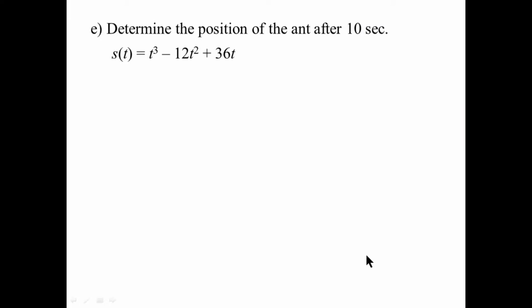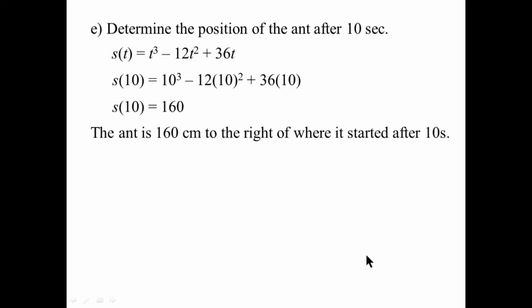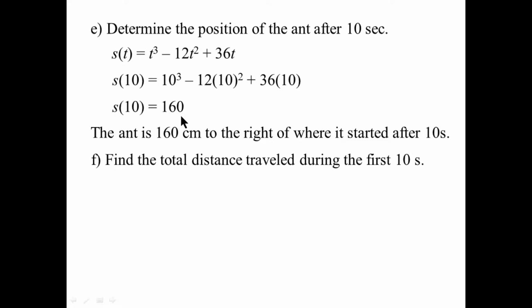Determining the position of the ant after 10 seconds is easy. Take the displacement function, sub in 10, do the very simple math, and we have s of 10 equals 160. And we're ready to answer: the ant is 160 centimeters to the right of where it started because this is a positive number. And now find the total distance traveled during the first 10 seconds.